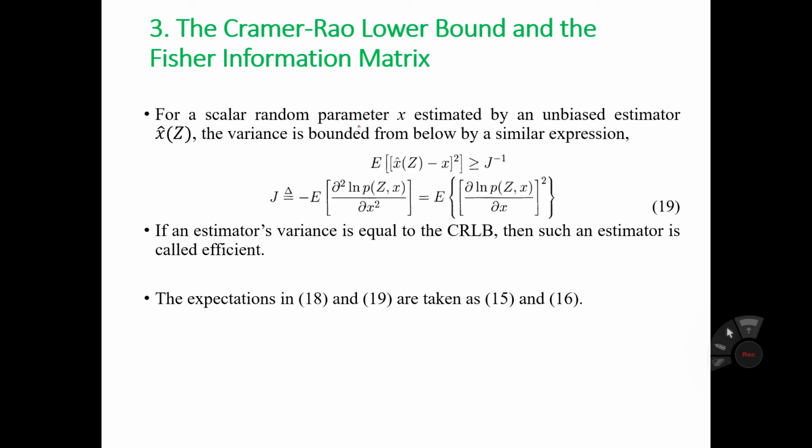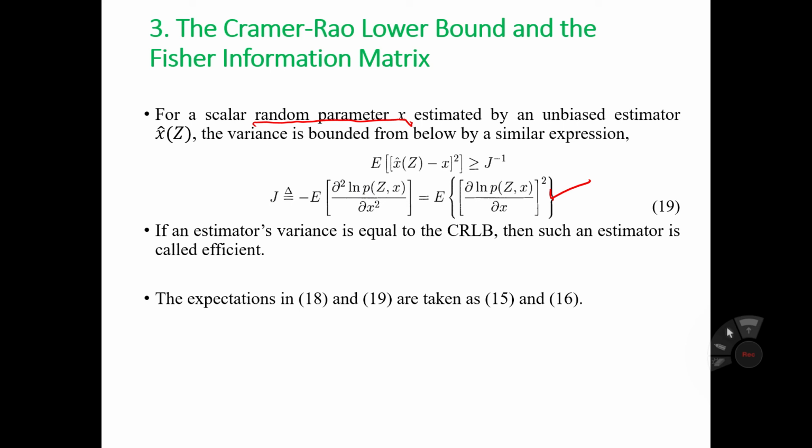Now for a scalar random parameter x estimated by an unbiased estimator, the variance is bounded from below by a similar expression, but we replace the likelihood function with p of z comma x, because here we are considering the random parameter. It means we know the prior information p of x, like in the case of the MAP estimator. So we can write that J is equal to the expected value of the double partial derivative of the logarithm of p of z comma x with respect to x squared. Since these two equations are the same, we can write it like this, taking the square of the whole power, equation 19.